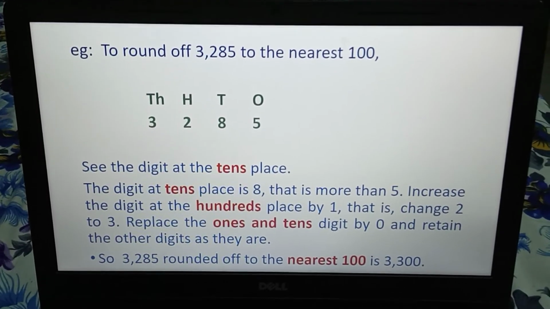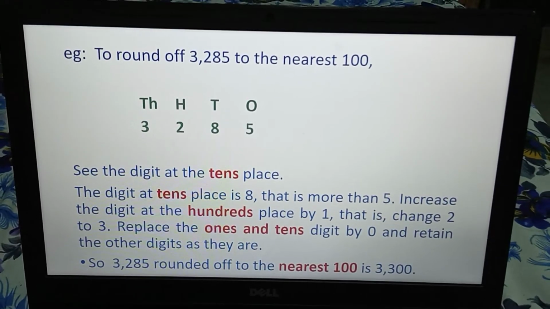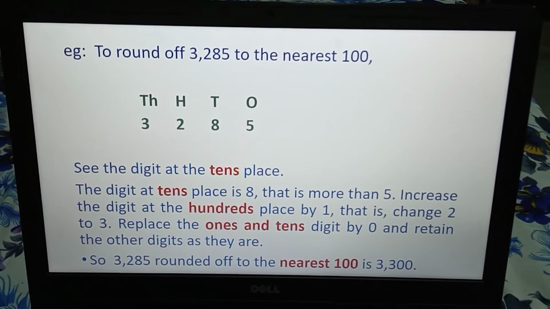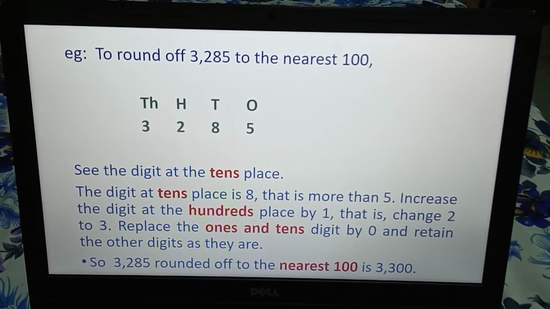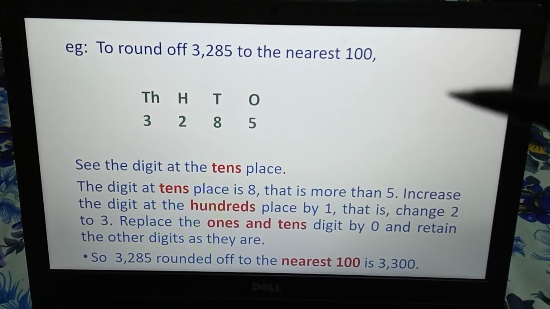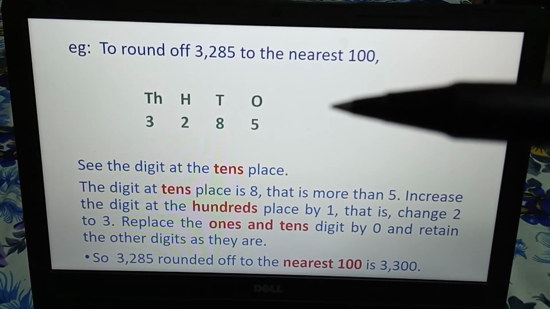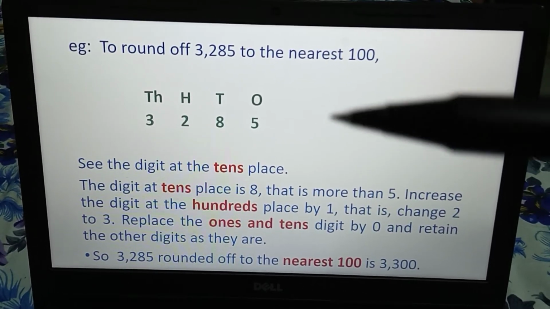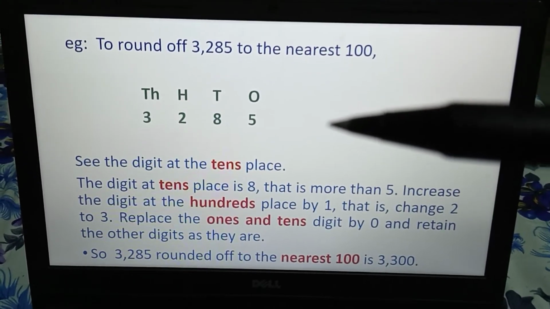Okay. Now again I am taking another example. To round off 3285 to the nearest 100. Again, children, we will check for the digit at the tens place. Now what digit is there at the tens place? It is your 8. Now 8 is more than 5 or less than 5? Yes, it is more than 5.